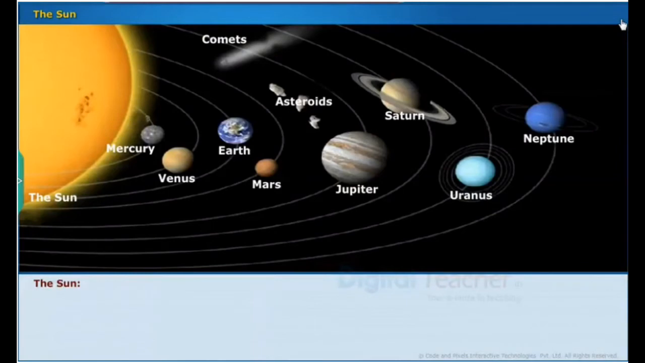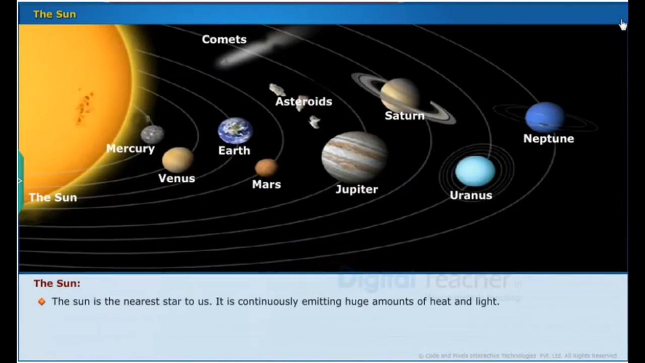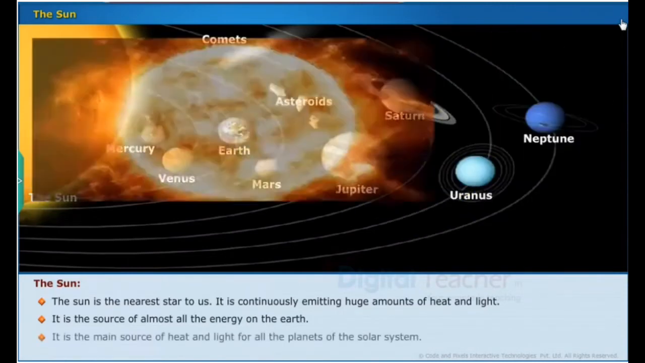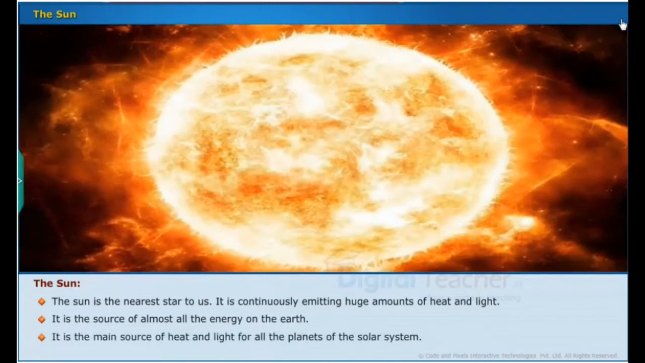The Sun. The Sun is the nearest star to us. It is continuously emitting huge amounts of heat and light. It is the source of almost all the energy on the Earth. It is the main source of heat and light for all the planets of the solar system. Without the Sun, there is no scope of life existing on the Earth.